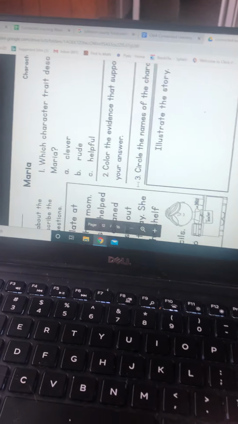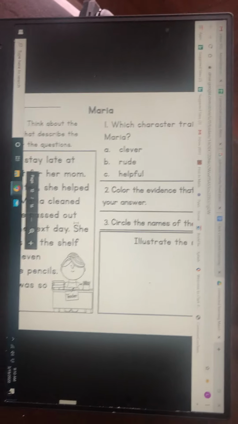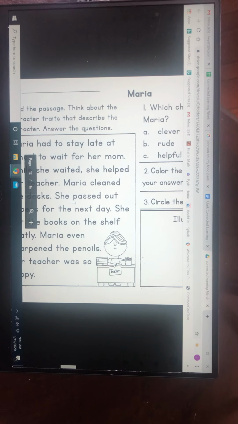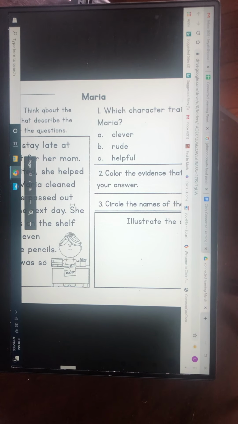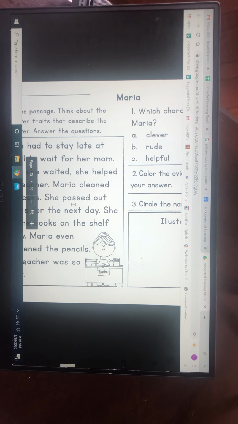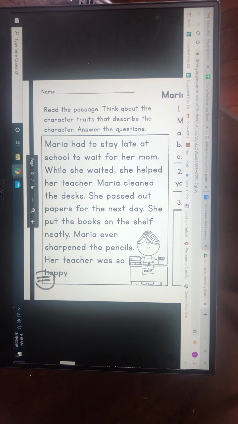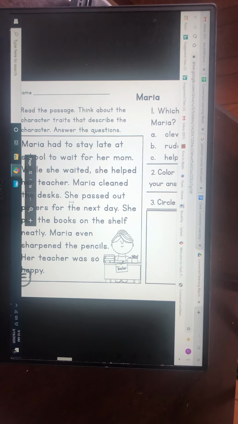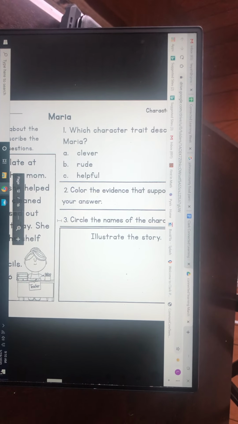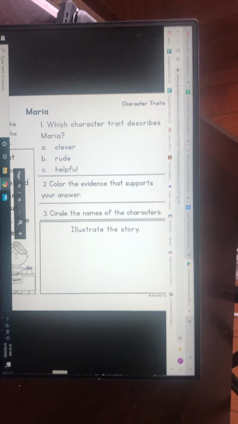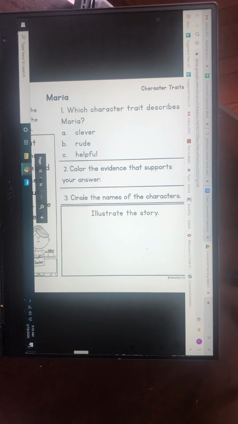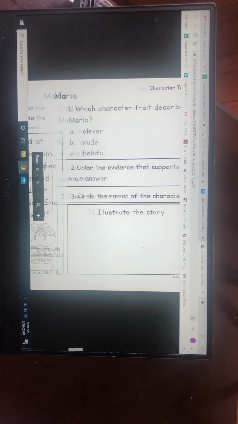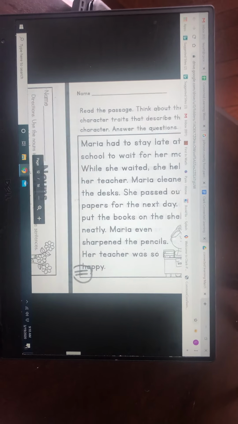On page 11, we have another activity where we are reading and applying what we read to help us answer questions. So we're talking about character traits, character details. The passage is about a little girl named Maria, and there are 3 questions that relate to Maria's character traits that students should be able to answer with help from the text.